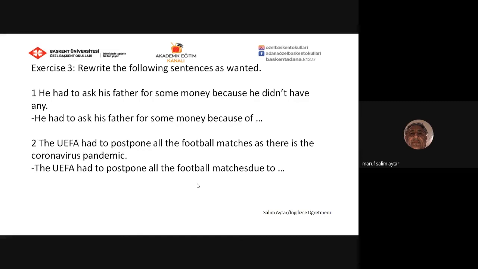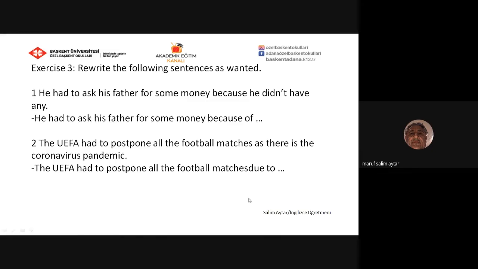Let's have a look at exercise number 3. Rewrite the following sentences as wanted, please. Can you give it a try? 1. He had to ask his father for some money because he didn't have any.